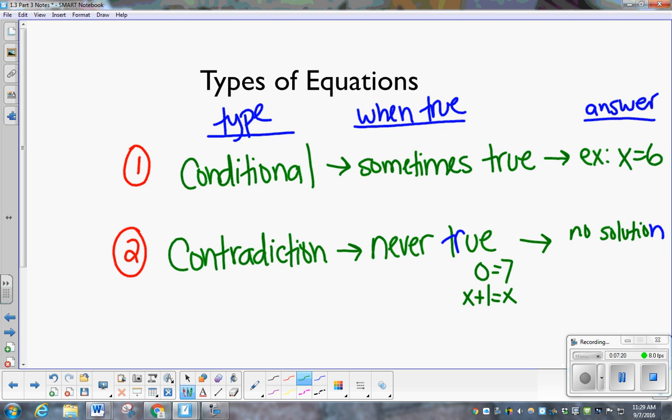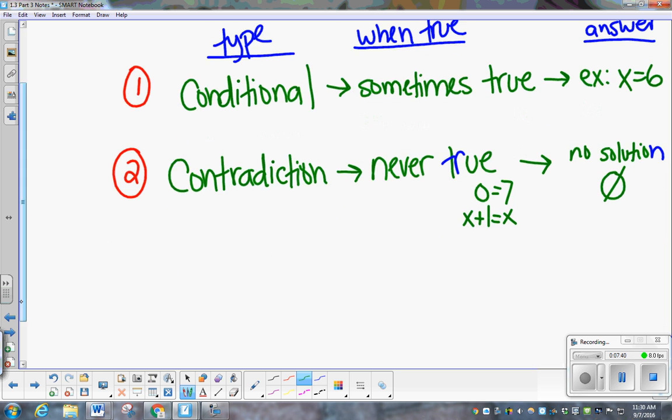and you have another option. You guys are going to love this because I know you don't like writing out no solution. You can write the symbol for the empty set, which means no solution, and it's a 0 with a slash through it like that. You have to write it just like that, and that means no solution. So that's a contradiction type of equation, and the answer to those is no solution because the problem presents a contradiction that can never be true.